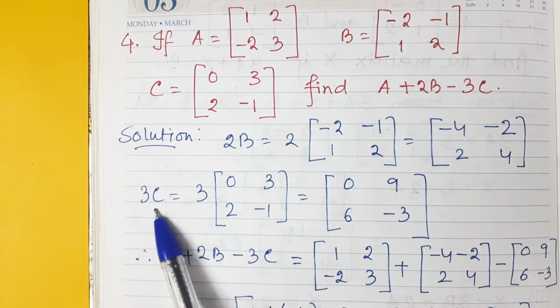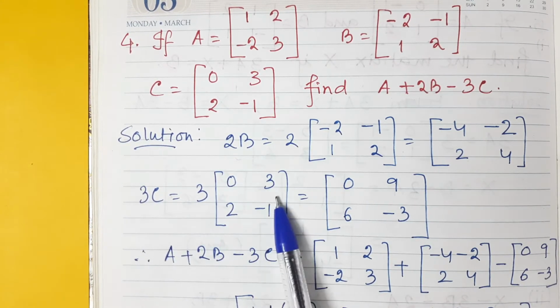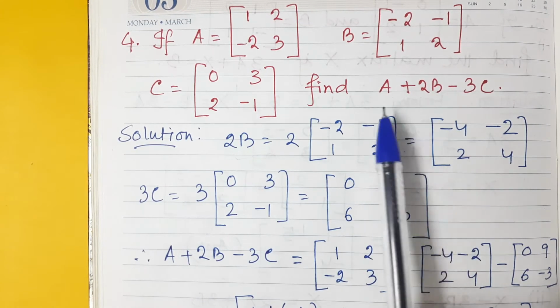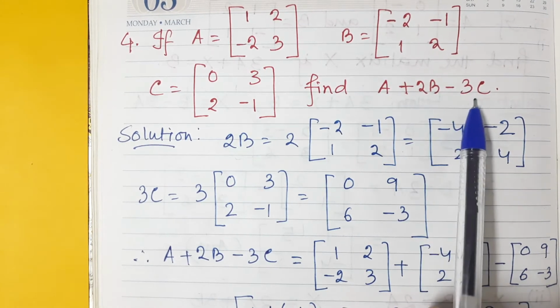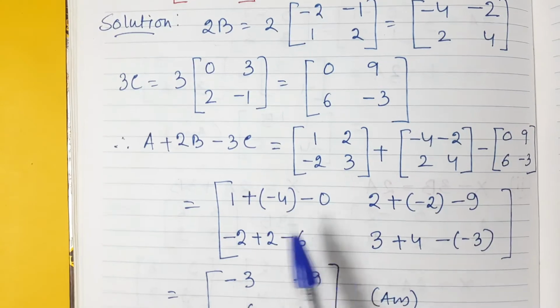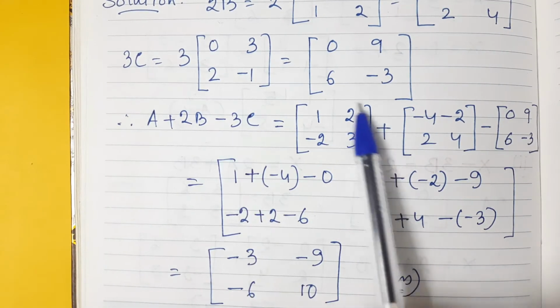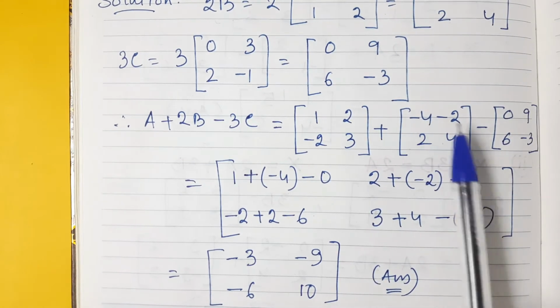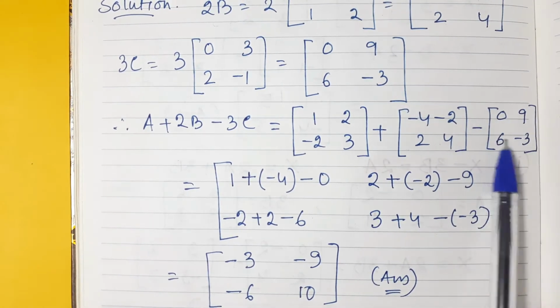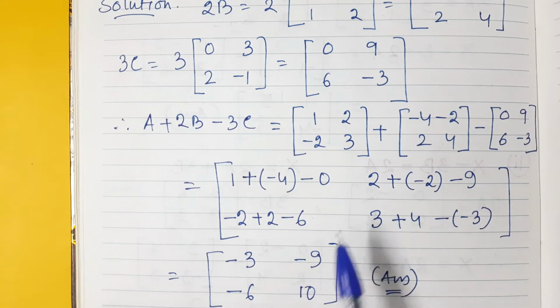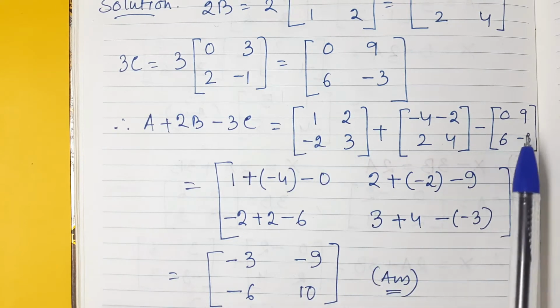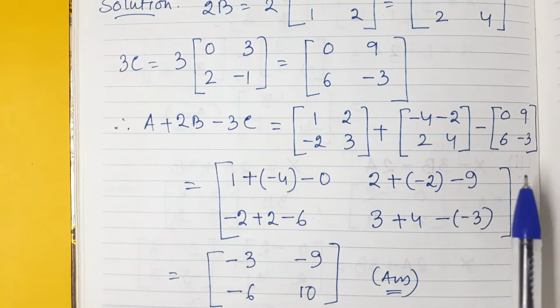Now what is 3C? 3 into this matrix. Okay. Now we have all the matrix A, 2B and 3C. So A plus 2B minus 3C, that is equal to this matrix plus this matrix and then minus this matrix. Okay. So you do directly. That means this plus and minus you do directly.